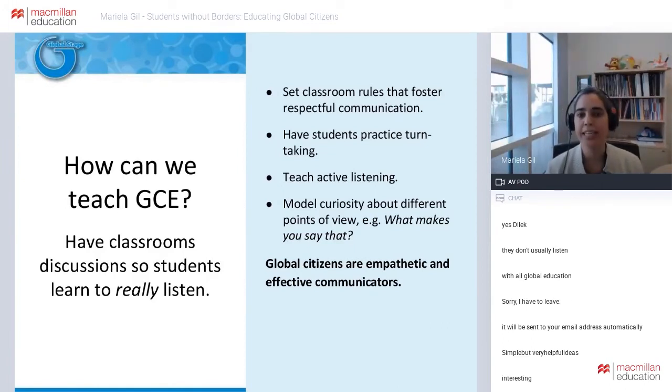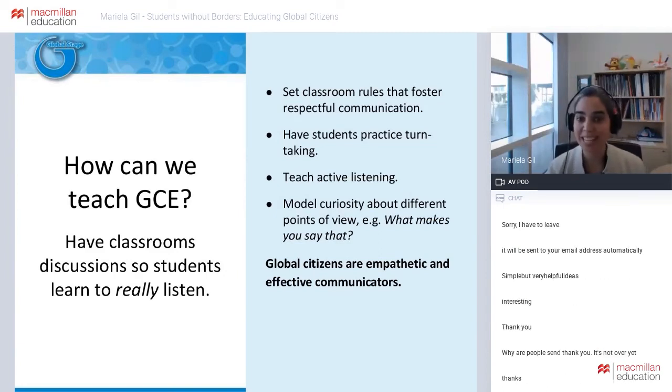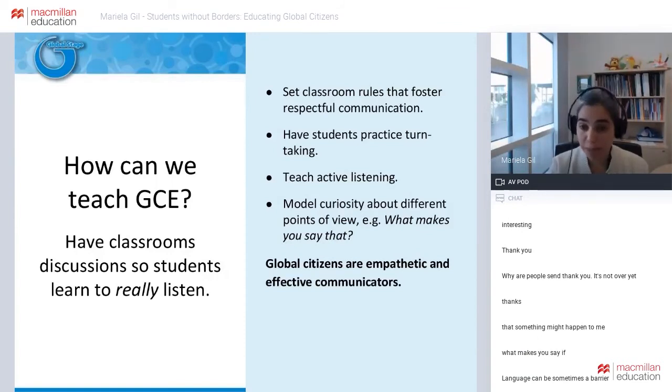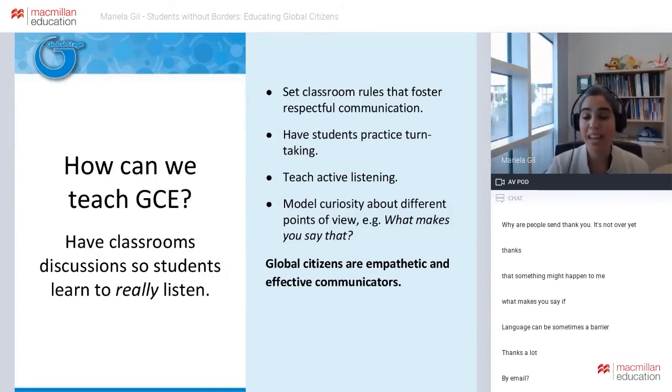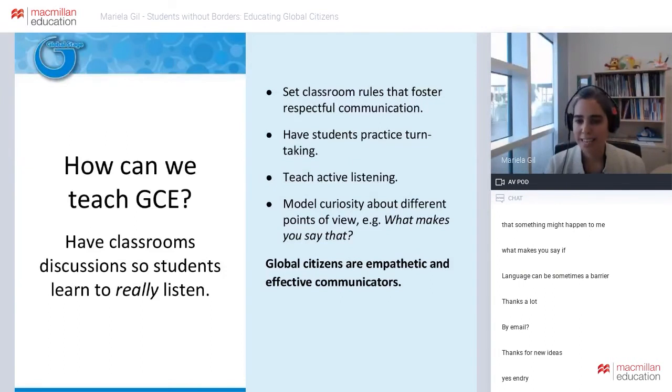That's active listening. Model curiosity. When you're doing an activity that's teacher-led, when you're asking for volunteers, ask people, what makes you say that? So that they see how it's done. All of this is because global citizens are empathetic and effective communicators. So we want to help them make connections with each other, and we want to help them see how to listen and how to communicate when they're listening. So let's look at another idea.